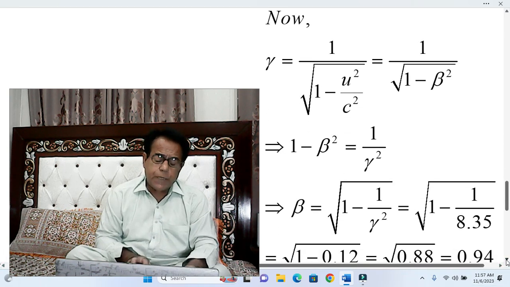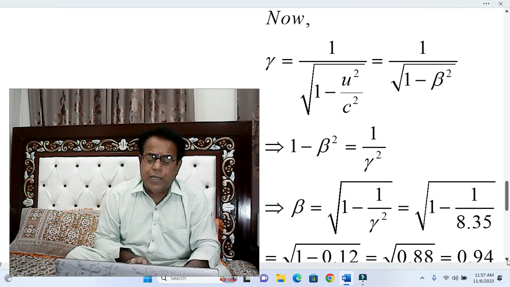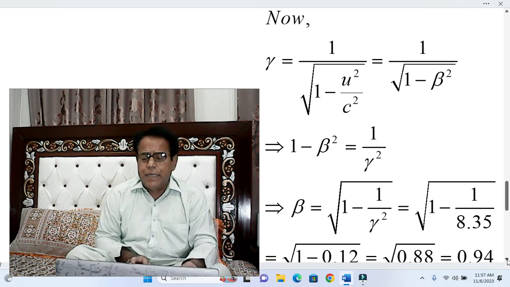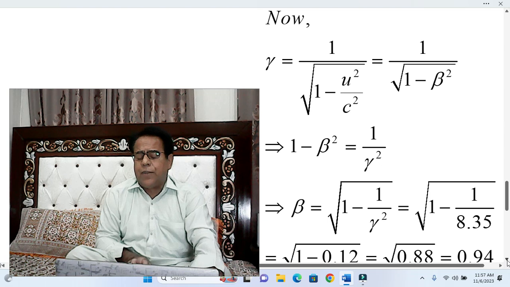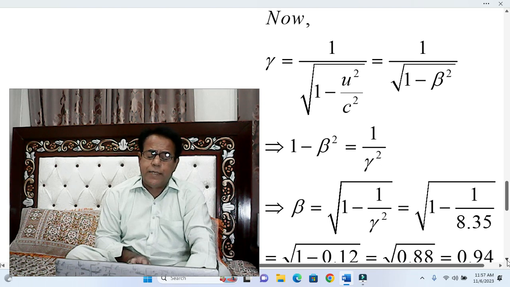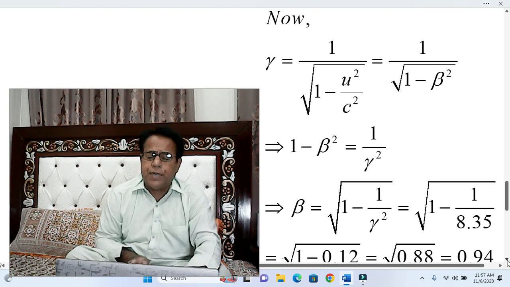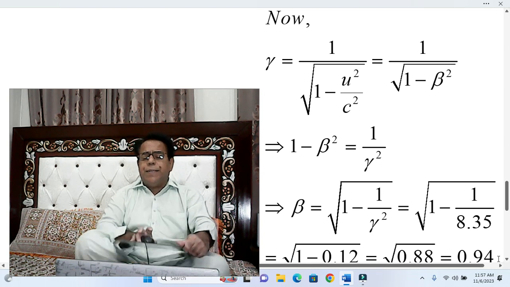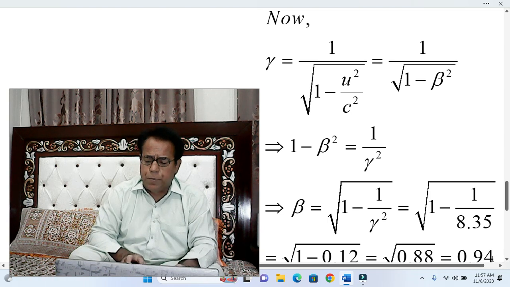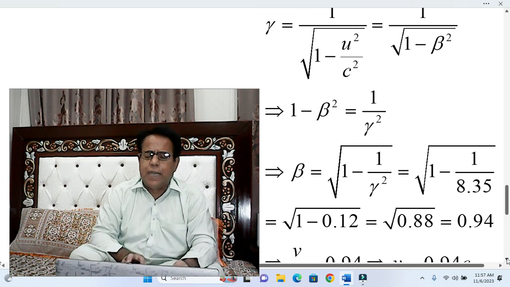Now we know that Lorentz factor gamma is equal to 1 over under root 1 minus u square over c square, or alternatively equal to 1 over under root 1 minus beta square. Because this factor, that is u over c, is called speed parameter and is sometimes denoted by beta. Beta or u over c stands for speed parameter, so there is no difference whether we use u over c or beta.